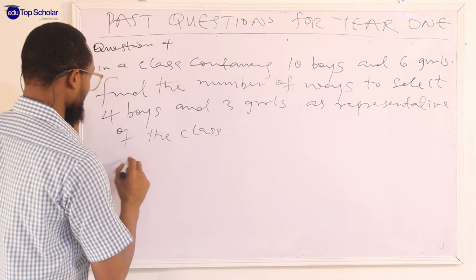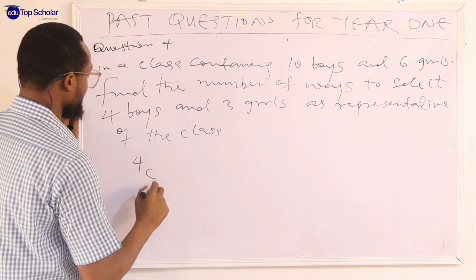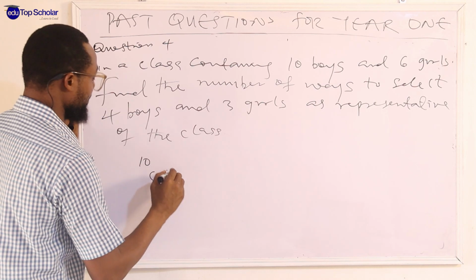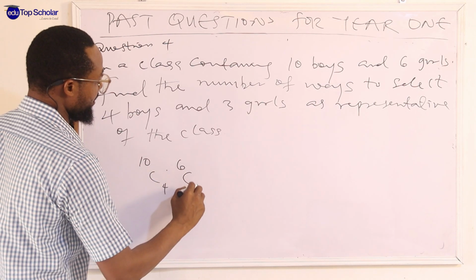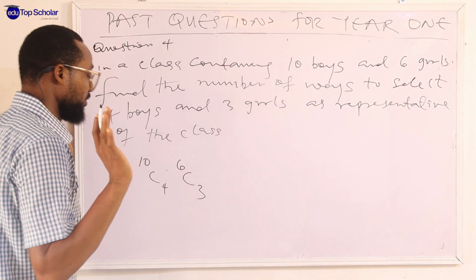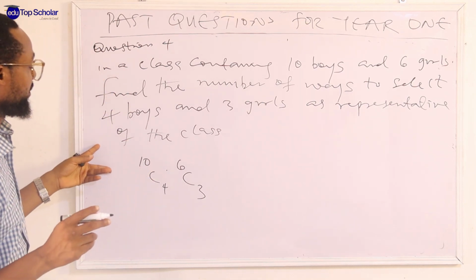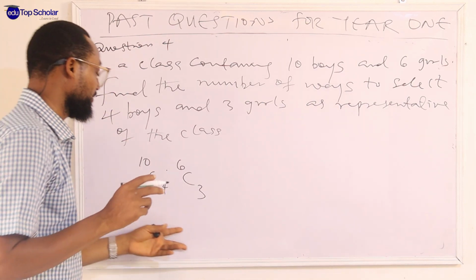That implies that we have 10 combination 4 multiplied by 6 combination 3. That's all we needed here. Since this selection is of combination, if it is of permutation, we can have more.